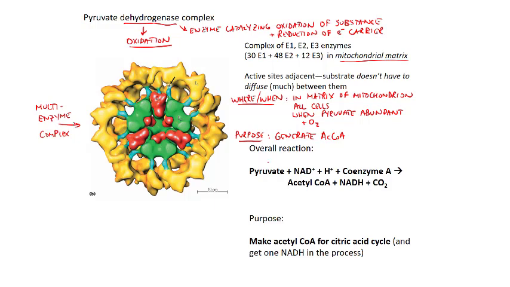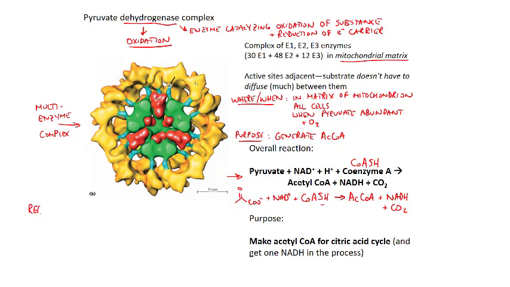So our major reactants and products right there: pyruvate plus NAD plus coenzyme A react to give us acetyl-CoA and NADH and CO2. Pyruvate plus NAD plus coenzyme A, which I abbreviate as CoA-SH, because it has an SH group on the end of it, which is what holds your 2-carbon group. Those react to give us acetyl-CoA plus NADH plus CO2. Its purpose is to make acetyl coenzyme A for the citric acid cycle.